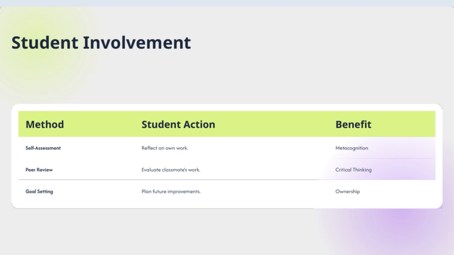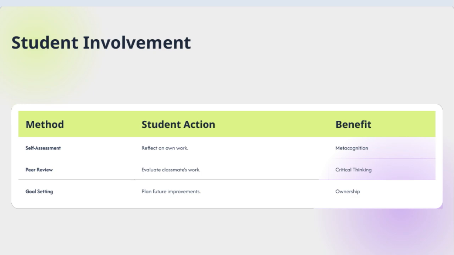Critical thinking then enters the picture, encouraging students to analyze and evaluate their work and that of their classmates. This is where peer review becomes valuable. By evaluating others' work, students deepen their understanding and develop a more critical eye.